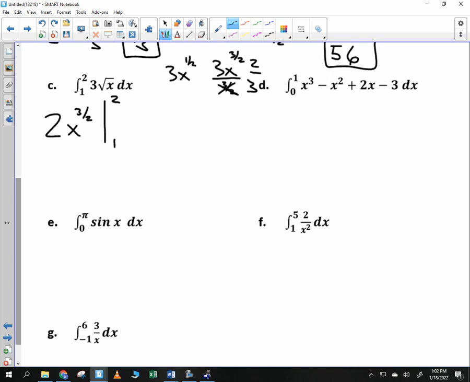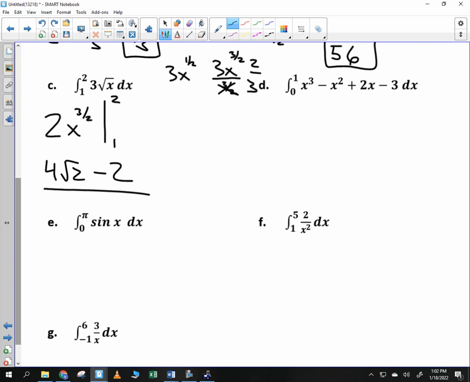So let's evaluate this. Let's see what we come up with. I plug in 2. 2 to the 3/2. What is 2 cubed? 8. The 2 underneath means square root. What's the square root of 8? 2 roots of 2 times 2, that's 4 roots of 2. Minus. Now let's plug in 1. What is 1 to the 3/2? 1. Times 2? 2. That's the exact value. No estimation. Exact value.